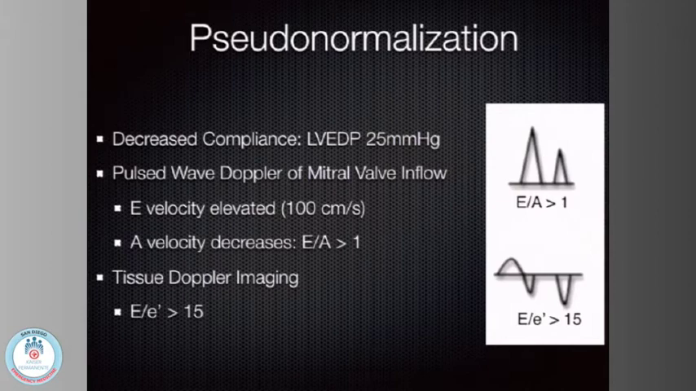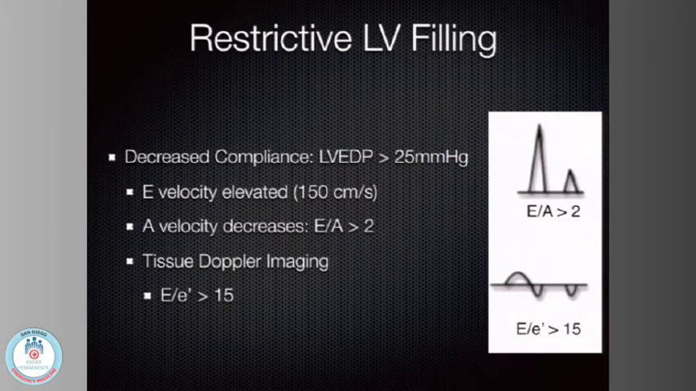It bumped to higher than 15 in your pseudo-normalization. And then finally, with restrictive LV filling, your E to A ratio is crazy. It's greater than 2. Your E is really, really high because the heart is so restrictive that that's the only thing it can do. You get this crazy E wave greater than 2 over your A wave. And on the tissue Doppler, again, you've got E over E prime greater than 15.